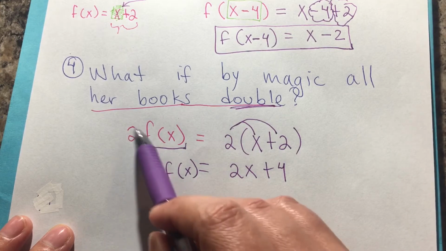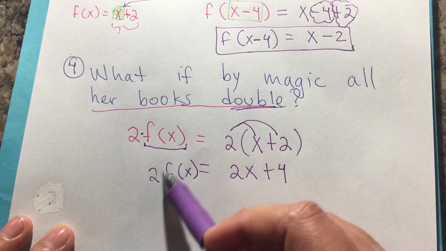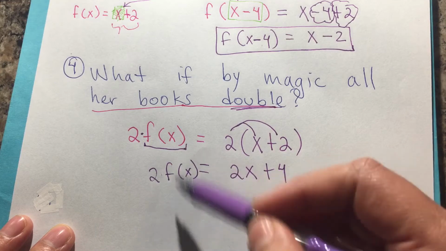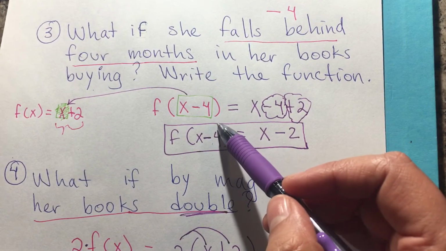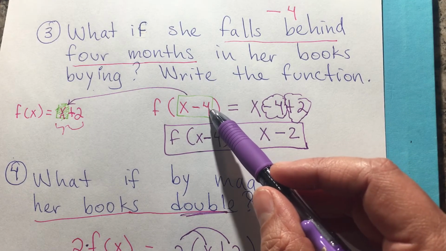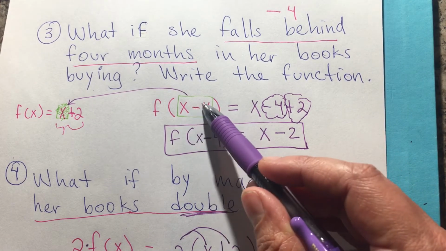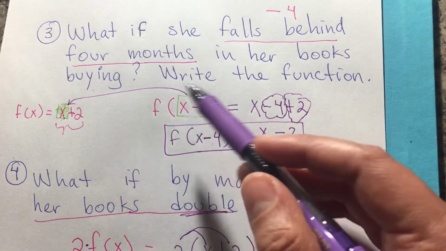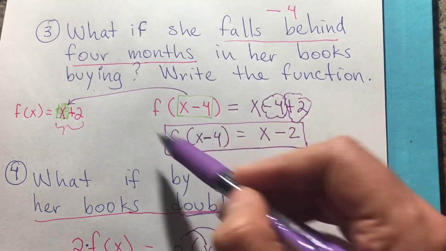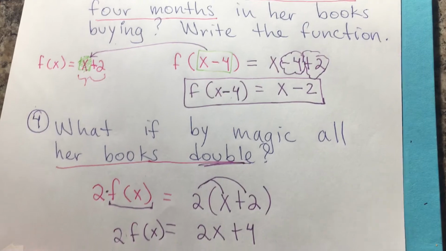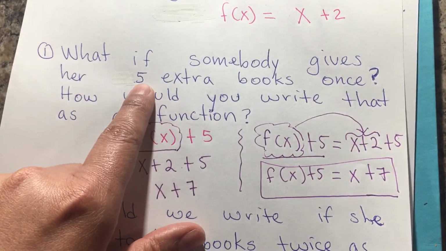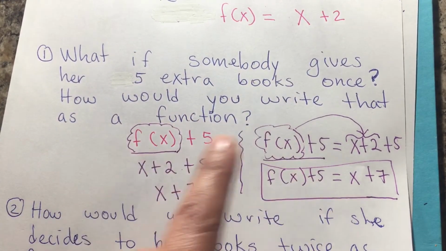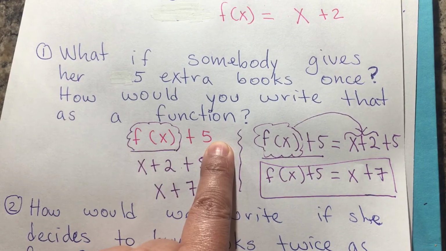That if you're multiplying outside, it means doubling the whole total number of books. That if you are subtracting inside, it refers to getting behind on the months. Okay, if it's inside, it affects the months. If it's outside, it affects the books. Okay, and just a recap, if you notice in here, 5 extra books, the addition is outside.